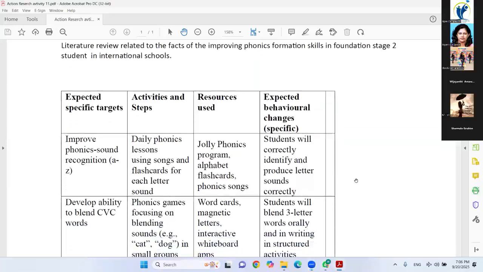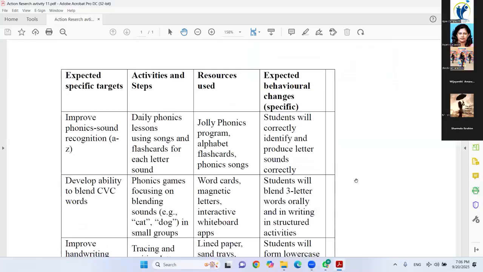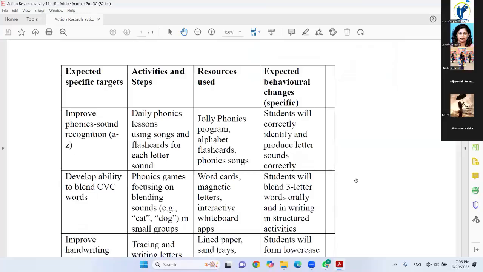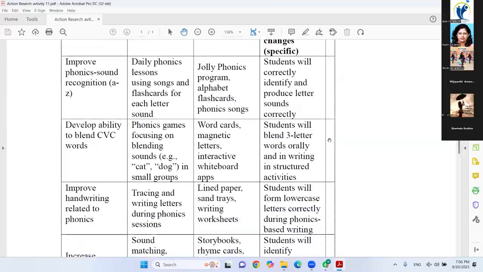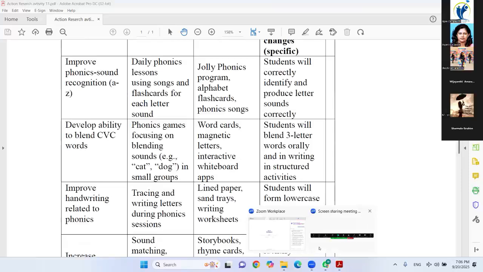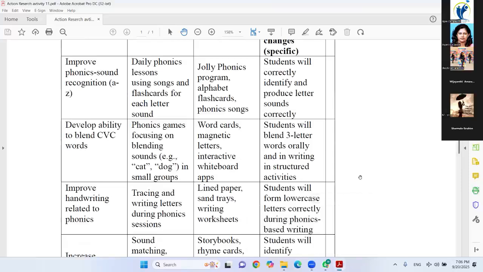Expected specific target: improve phonic sound recognition. Activities: daily phonics lessons using songs and flashcards for each letter sound. Resources: Jolly Phonics program, alphabet flashcards, phonic songs. Students will correctly identify and produce letter sounds correctly. Okay, we can write this: students will be able to identify and produce letter sounds correctly. You don't need to write correctly in two places.